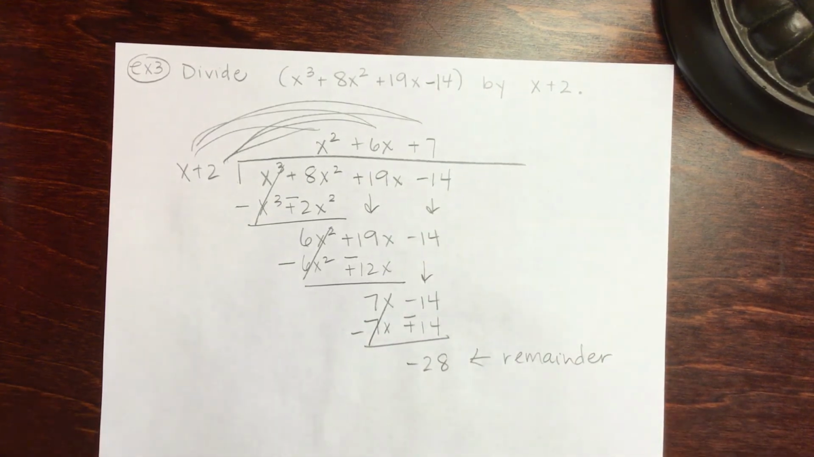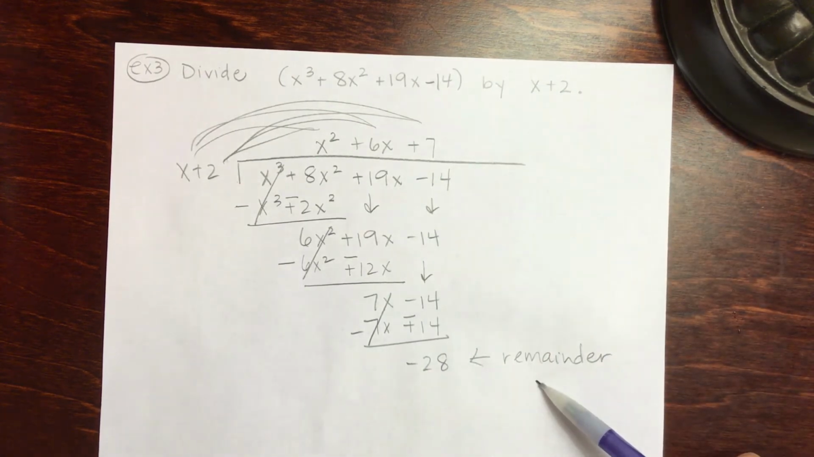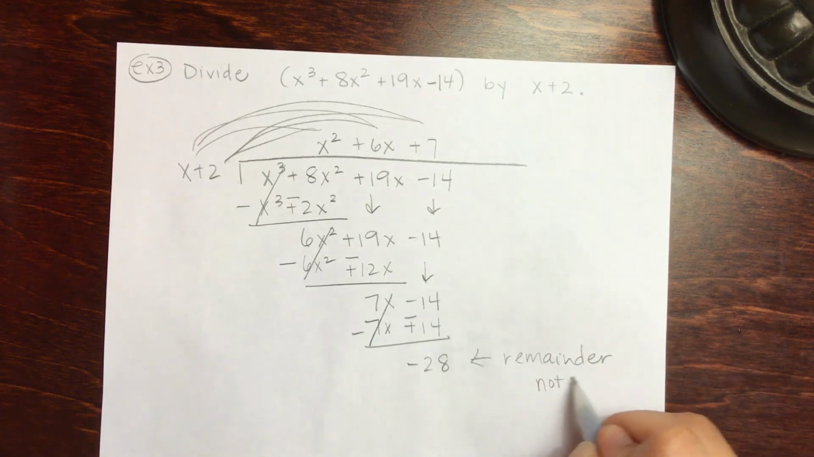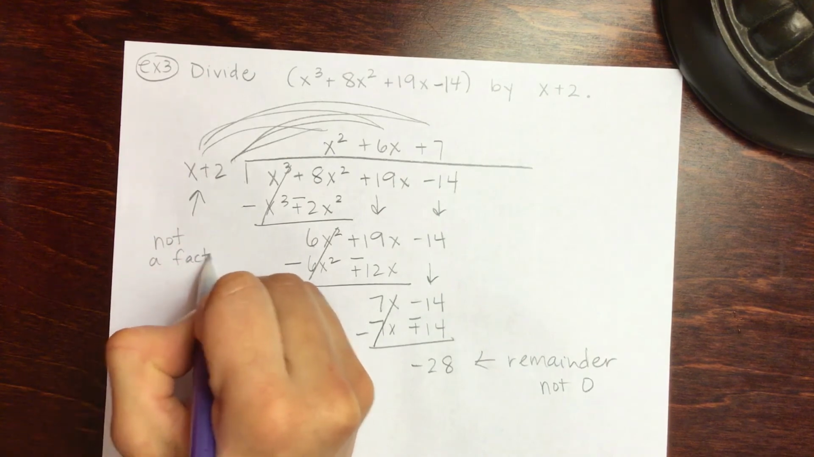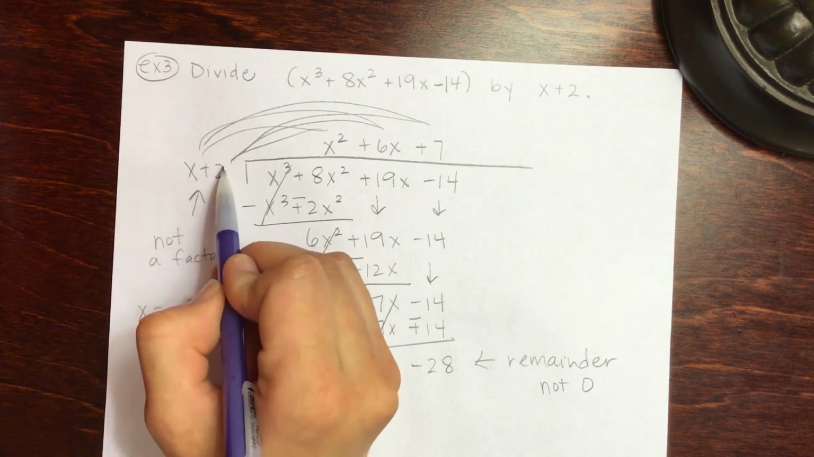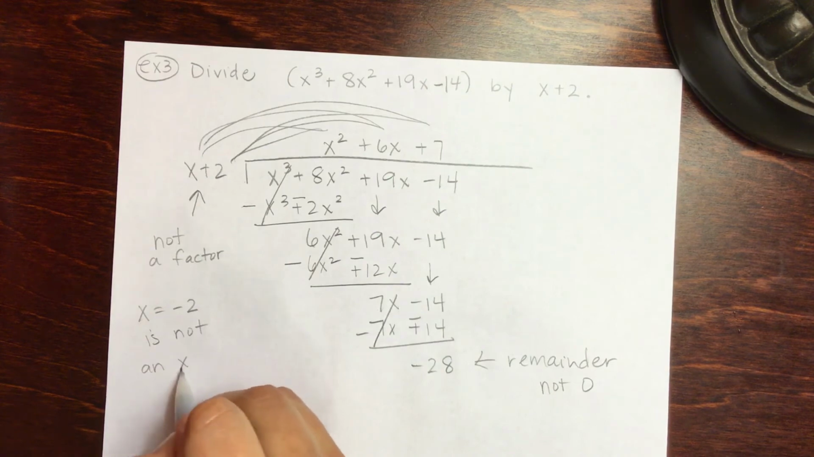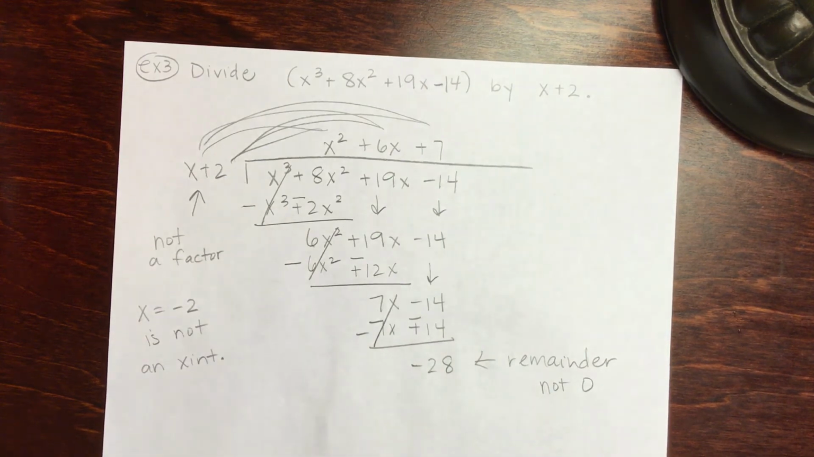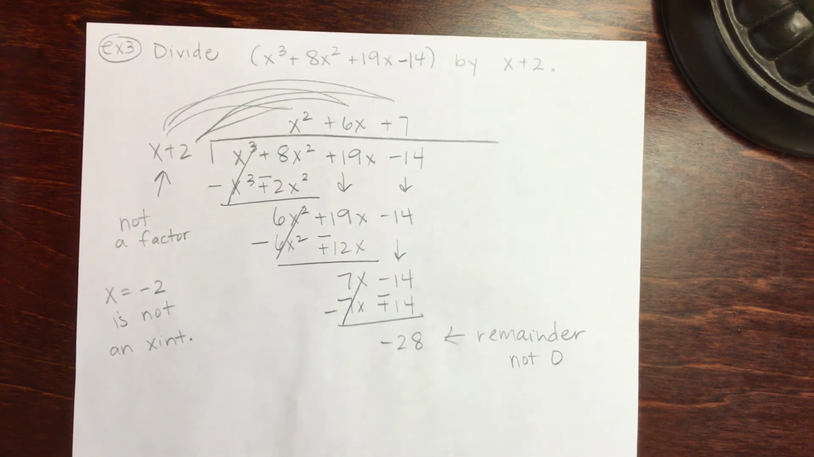Okay, so when I divided out, I ended up with this quotient. Because my remainder is not 0, this is not a factor, which means that x equals -2, if I set that equal to 0 and solve for x, is not an x-intercept. So the difference between factors and x-intercepts is factors have plus or minus a number. x-intercepts are x equals.